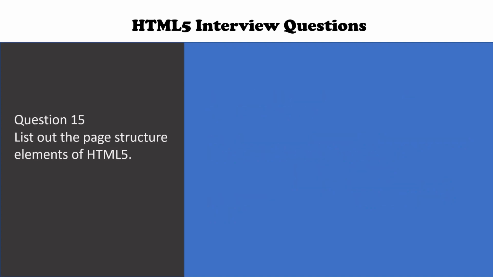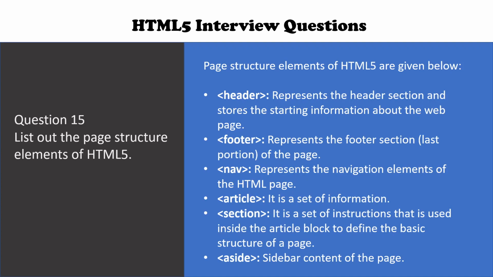Next question is, list out the page structure elements of HTML5. Page structure elements of HTML5 are header tag. It represents the header section and stores the starting information about the web page. Footer tag. It represents the footer section, that is the last portion of the page. Nav tag. It represents the navigation elements of the HTML page.